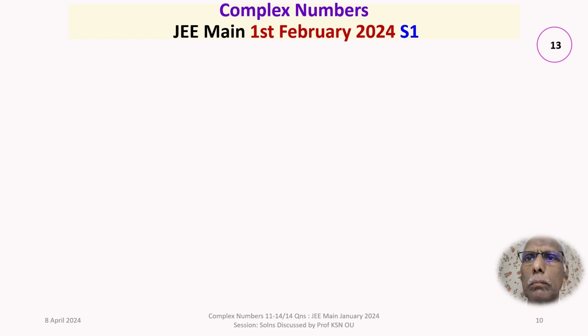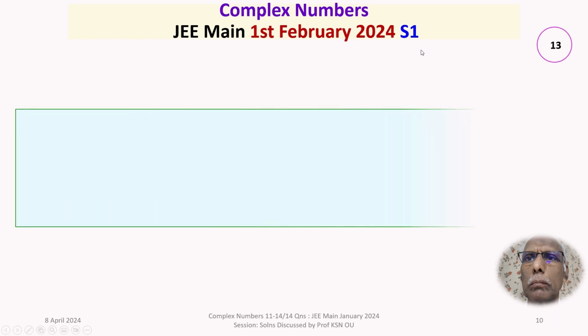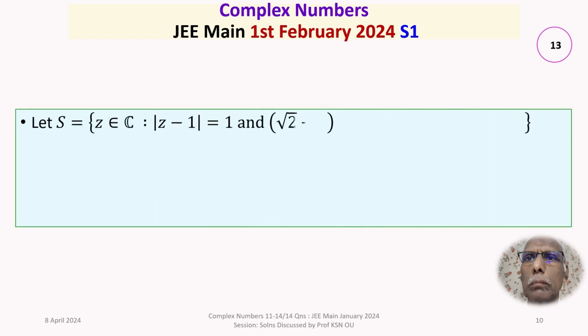This question has appeared in the JEE Main exam held on 1st February 2024 in the first shift. The given question is, let S be the set of all Z belongs to C such that modulus of Z minus 1 is equal to 1 and root 2 minus 1 in brackets multiplied by Z plus Z bar minus i times Z minus Z bar is equal to 2 root 2.